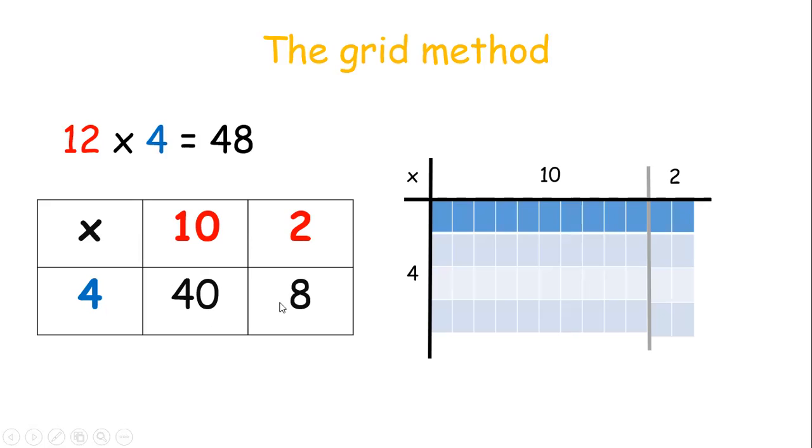And then I do 4 times 2, and I know my answer is 8. And then I put them together: 40, add 8 to get the answer 48. So that's how we use the grid method. That's quite an easy one, to be honest. Let's see if we can find a trickier one.